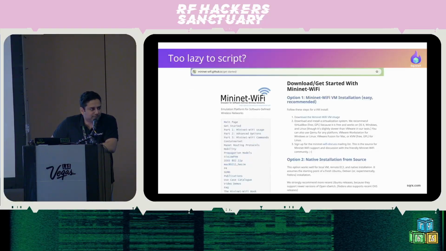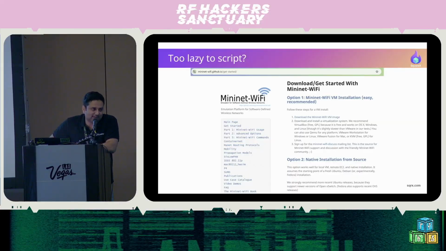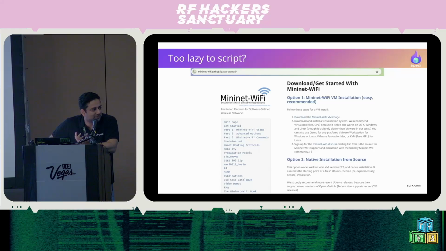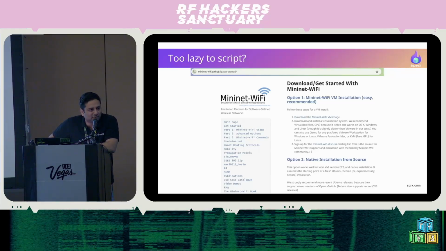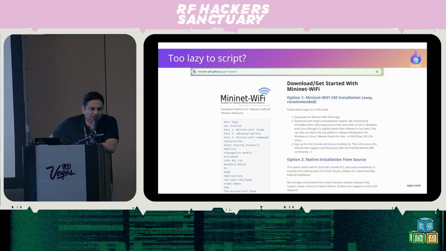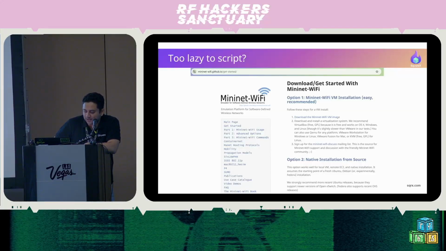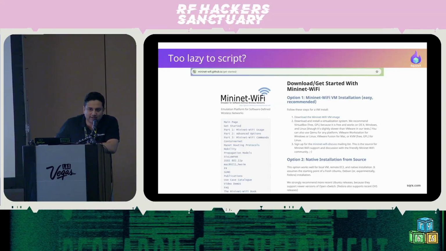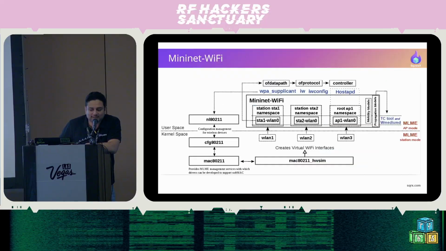So the next thing is, what if I'm too lazy to do all of this? Okay, I understand there are namespaces, I understand there's hostapd and wpa_supplicant and all of this, right? But I don't really want to get into scripting and to fix it, even with Claude or your other things. So in that case, people have created something like this. They have Mininet-WiFi. How does this work? Exactly the way I stated.